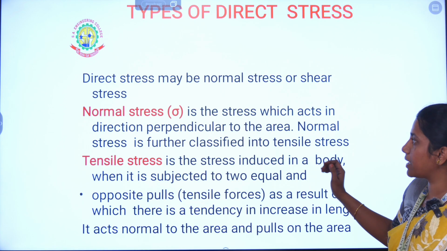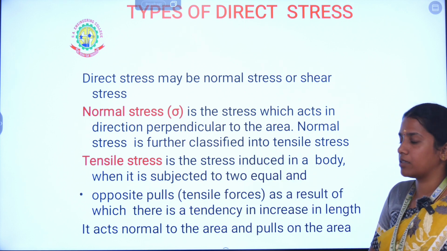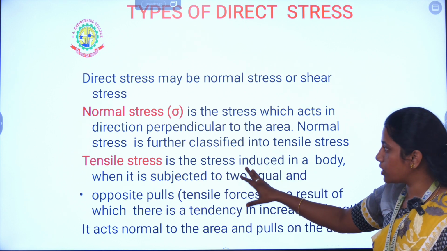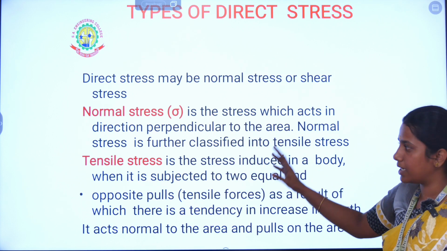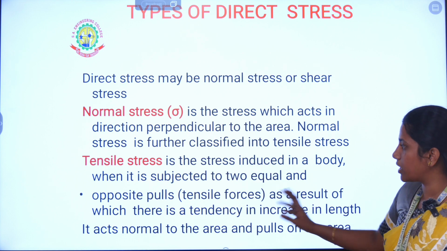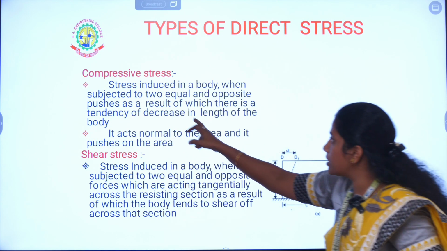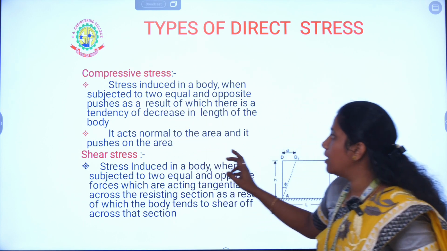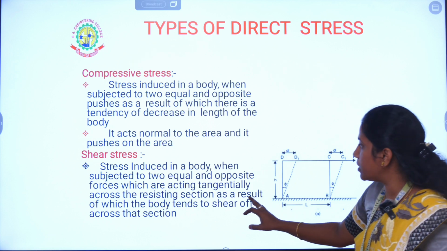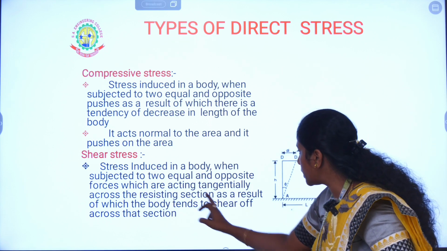And these are the practical explanations. These explanations are also asked in GATE. You should remember this. If it is a direct stress, it is load by area. If it is tensile stress, tensile load divided by area. And for compressive stress, you have to remember this, two equal and opposite pushes. And in shear stress you have to remember this, two equal and opposite forces which act tangentially. You should remember this word tangentially.